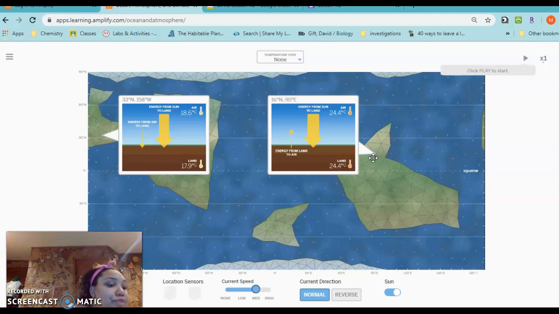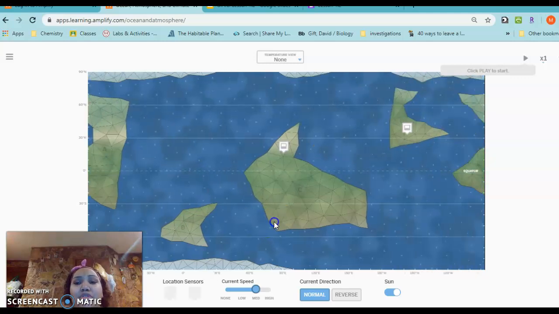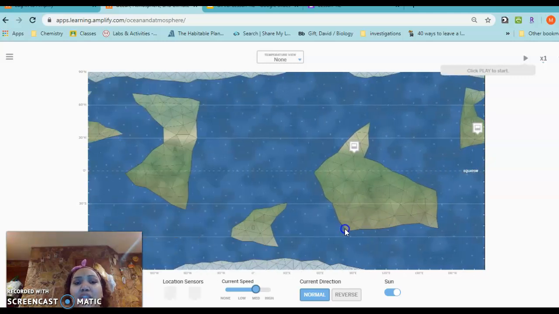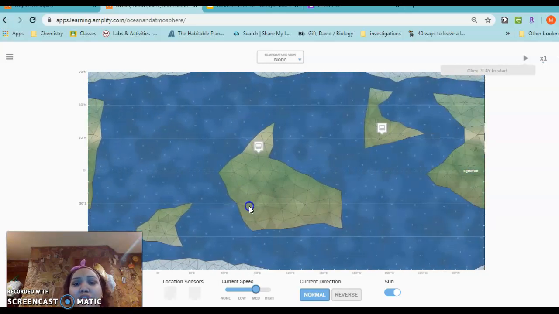Okay, so when we hit play, I'm just going to move these up. Notice how you can also move the map, right? So I can drag and see different areas, and if you notice, it loops back.